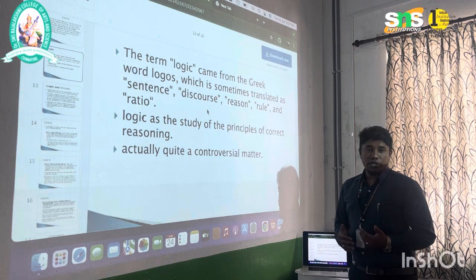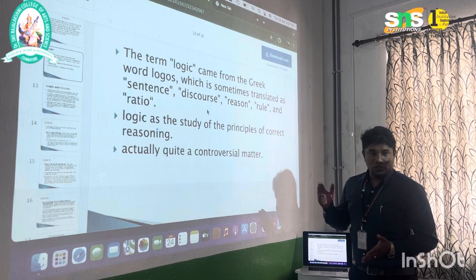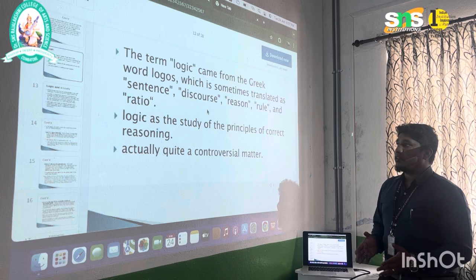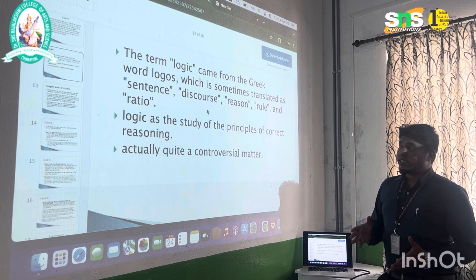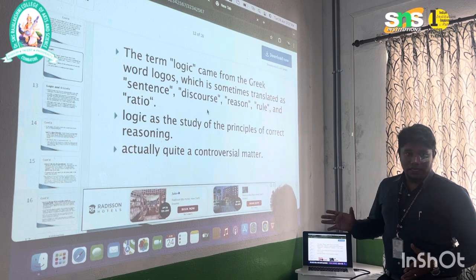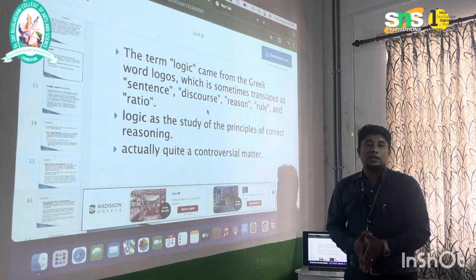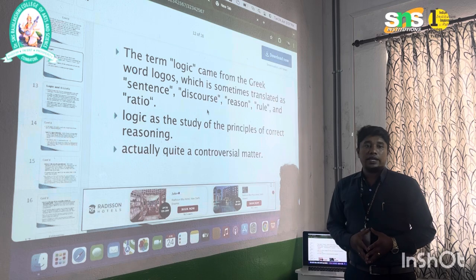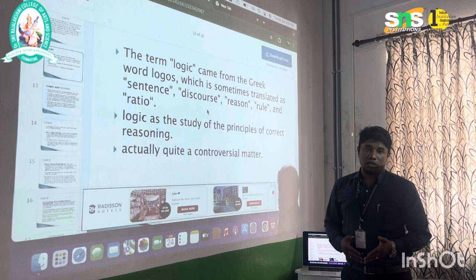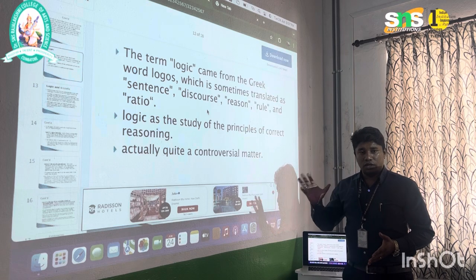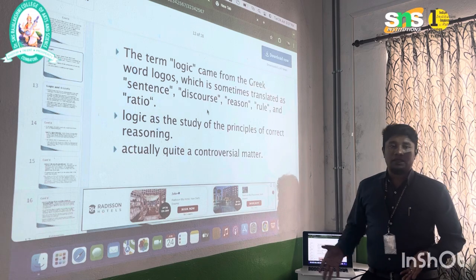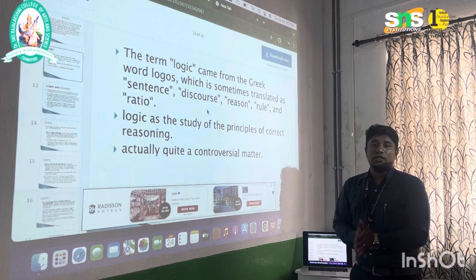So here you can see how Aristotle speaks about logic with reasoning, and how it has been the principle of reasoning. Sometimes it is translated as a sentence or discourse, and many times as reason. Logic is reason from Aristotle's point of view, and it is actually quite a controversial matter. So here Aristotle mainly focuses on how logic can be reasoning through reasoning matters. This is how he defines the term logic.